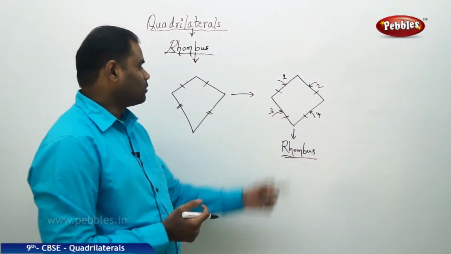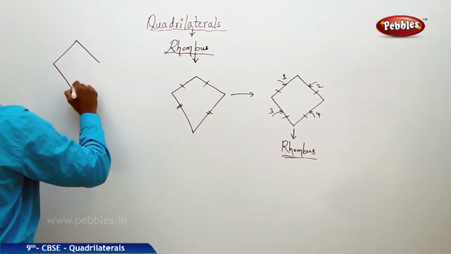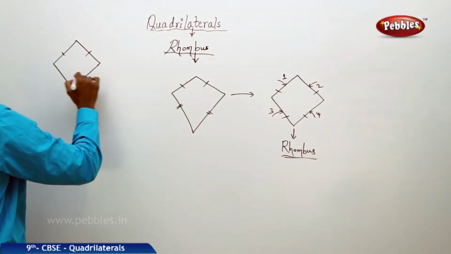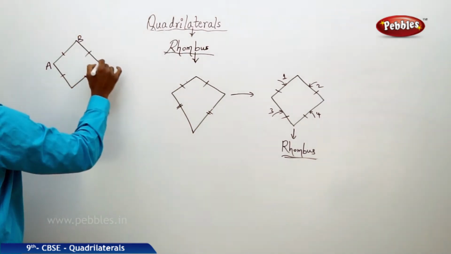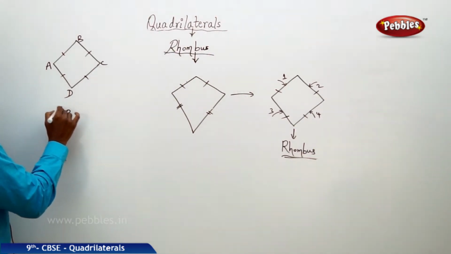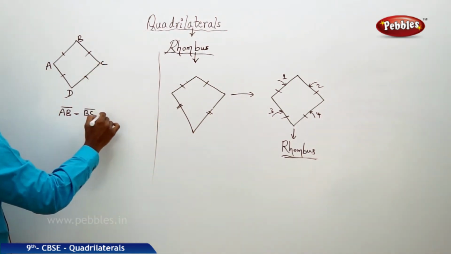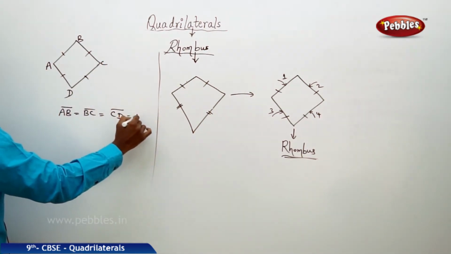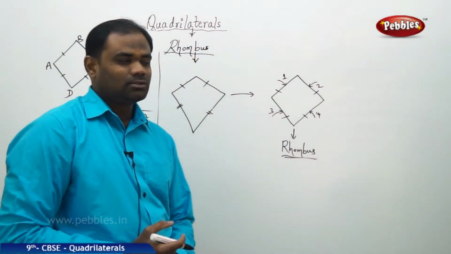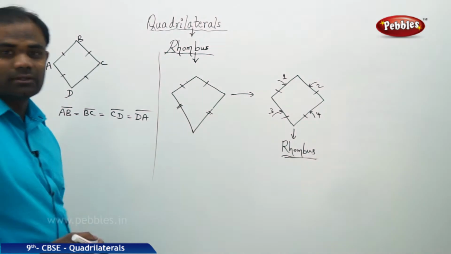So here my rhombus is in the shape of a diamond. A rhombus is in the shape of a diamond with all sides equal. So I see that in this case my side AB equals my side BC equals my side CD equals side DA. So this is how I get my rhombus whose sides are equal. Let's communicate in words.